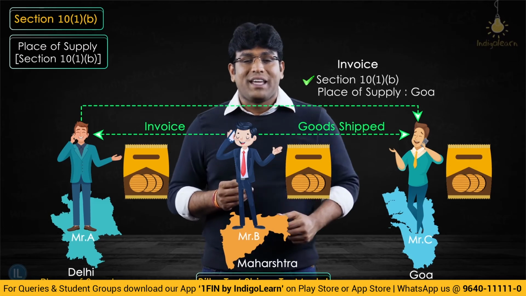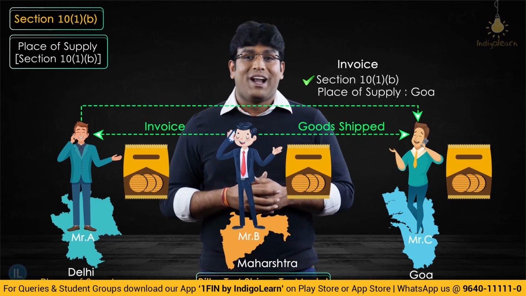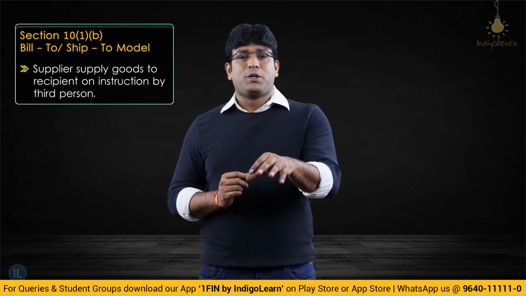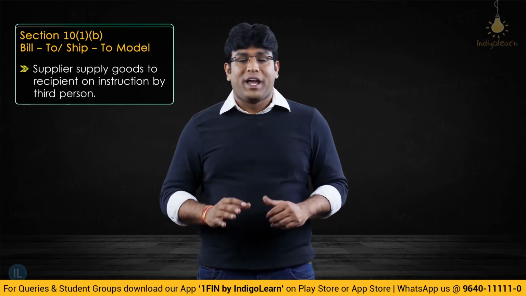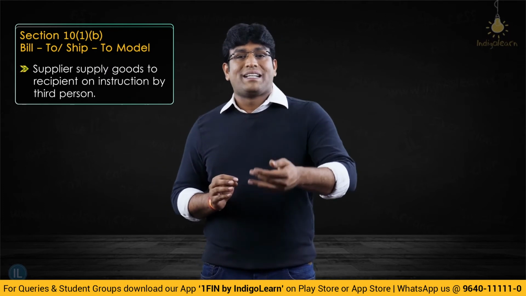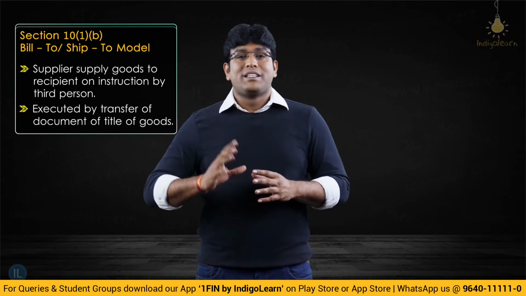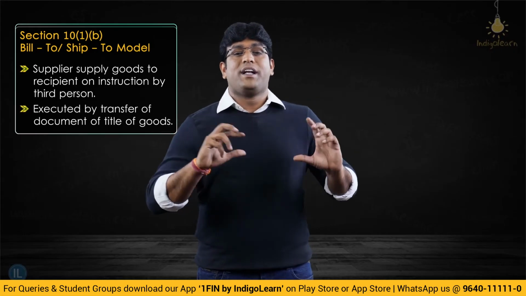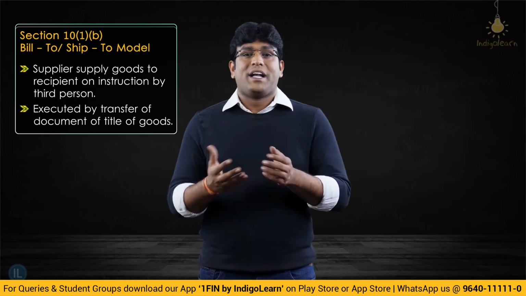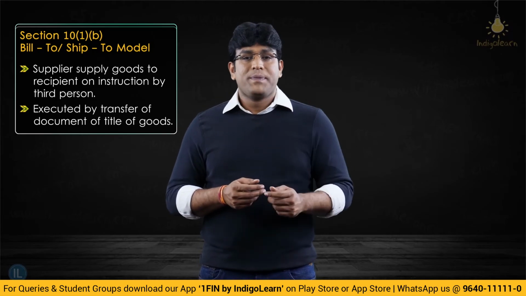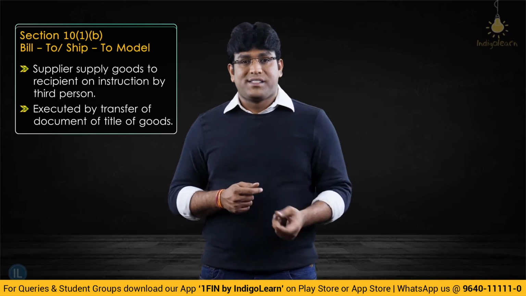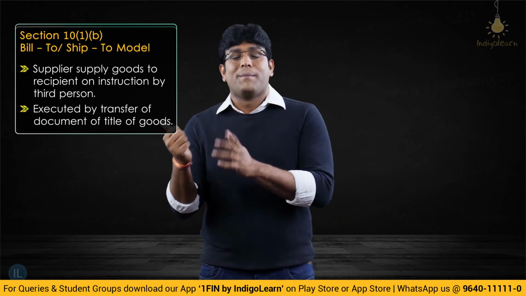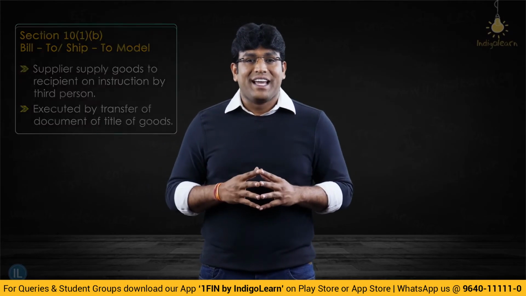So in the example what I gave, there are two transactions involved. 10(1)(b) technically talks about the bill to ship to model, in case where goods are supplied by the supplier to the recipient on the instructions of a third person. Practically, this happens by way of transfer of document of title to the goods. Document of title basically means a lorry receipt or airway bill or railway receipt. They'll endorse it in some other person's name. Getting clarity, guys?